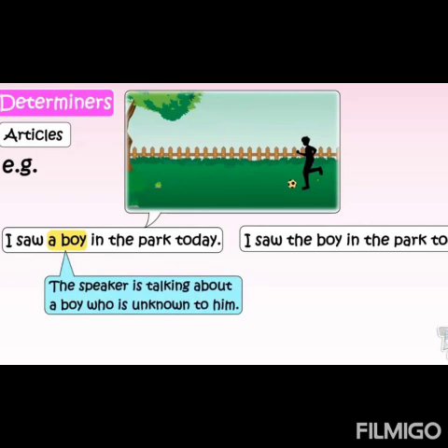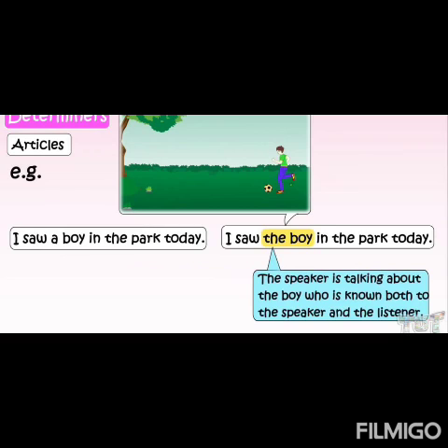See this example. I saw a boy in the park today. I saw the boy in the park today. Here in this first sentence, where we are using a boy, it means the speaker is talking about a boy who is unknown to him. And in the second example, the speaker is talking about the boy who is known both to the speaker and the listener. So here we are using the article the with the noun boy.